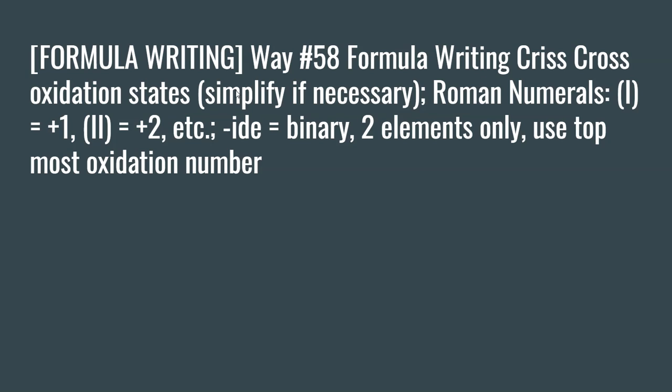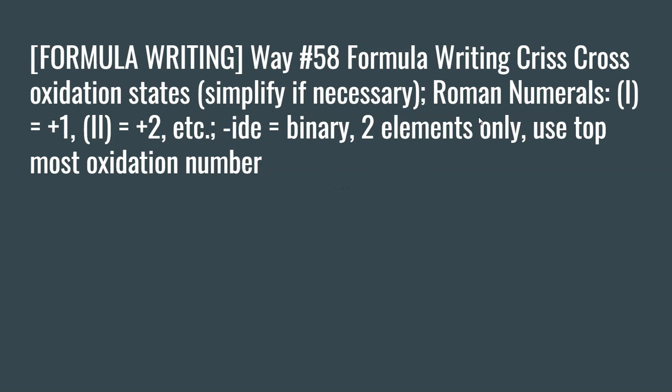Then you're going to crisscross those values, meaning you're going to take the charge of one atom, move it down to the subscript of the other, and do the same thing for the opposite atom. Then you're going to simplify that ratio if necessary.